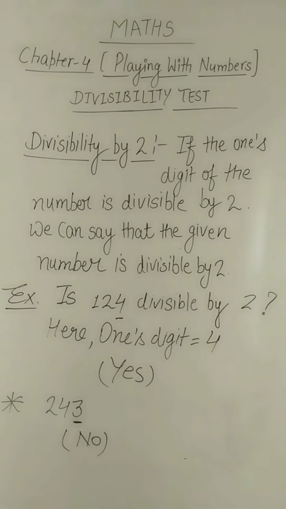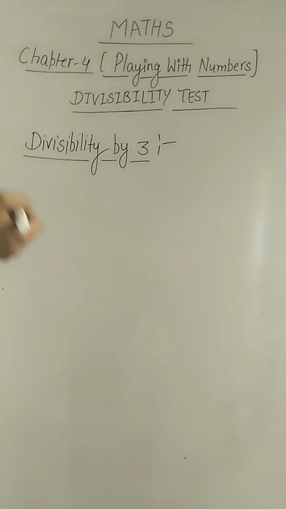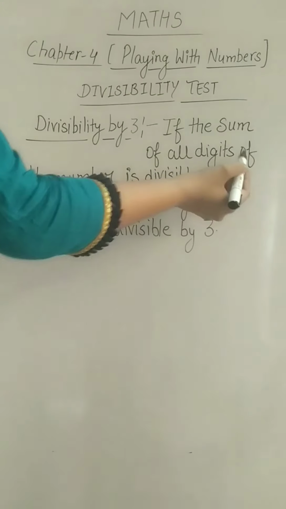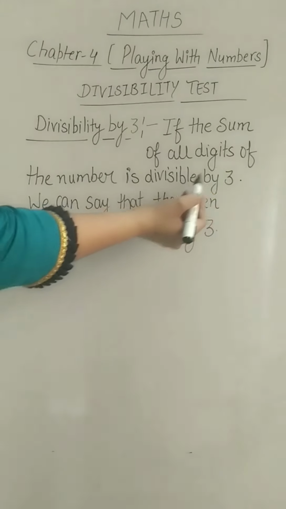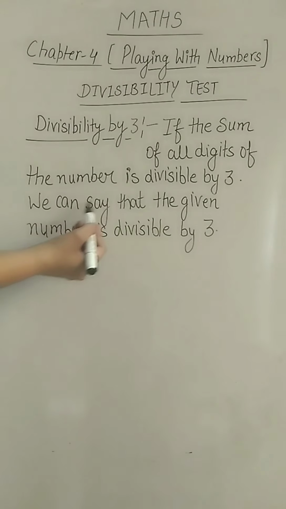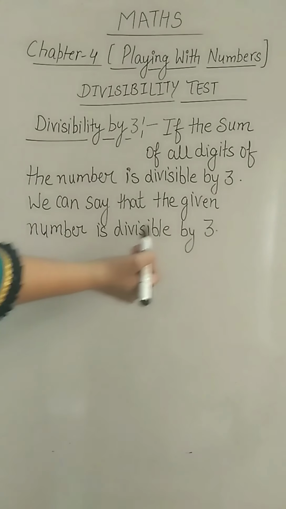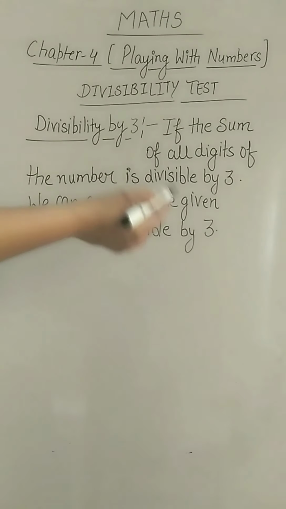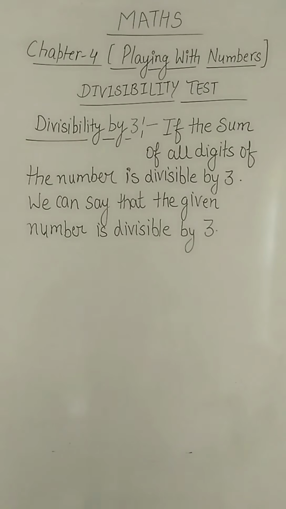So students, now the next one, divisibility by 3. If the sum of all digits of the number is divisible by 3, we can say that the given number is divisible by 3. That means if there are 3 digits in a number, first we will check the sum of all digits, and if the sum is divisible by 3, the number will also be divisible by 3.